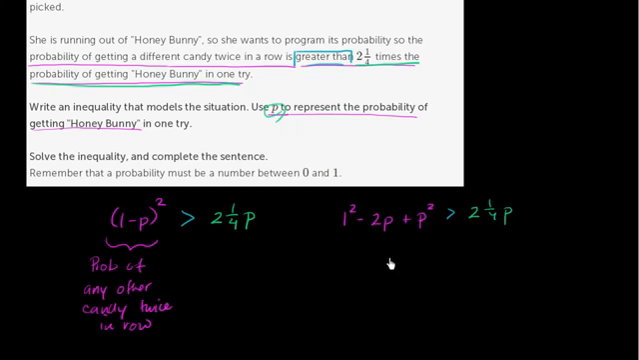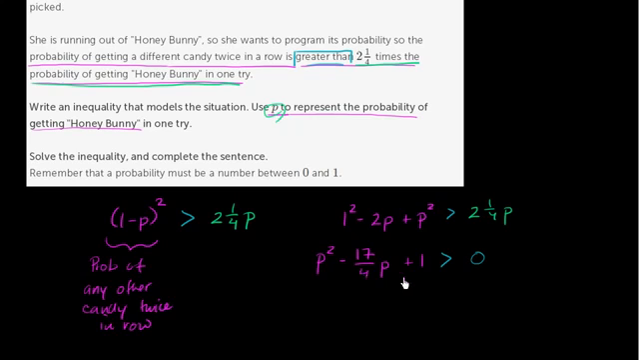Now let's see, if we subtract 2 1/4 P from both sides, we're going to be left with, and I'm going to reorder this, we're going to get P squared. So you have minus 2P minus 2 1/4 P. So that's going to get us minus 4 1/4 P. Or let me just write that as 17 over 4 P plus 1 is greater than 0, is greater than 0.